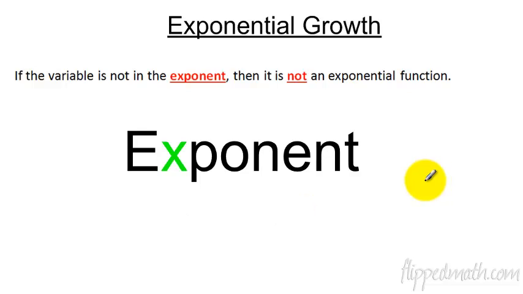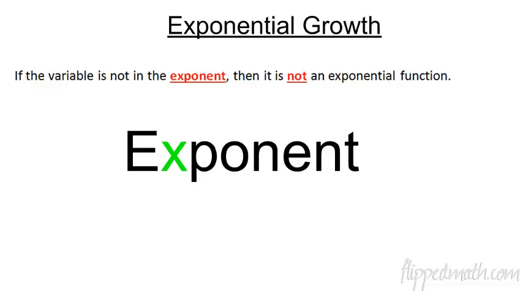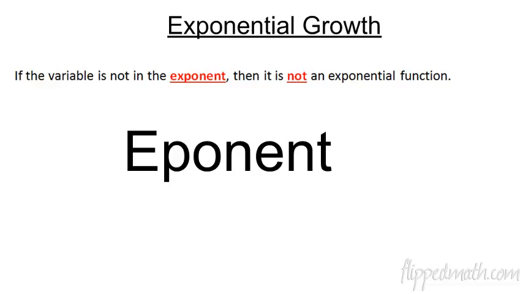Now let me put this another way. Here's how I remember. This is funny. Ready? We have the word exponent, and if you take the x out of the exponent, you get eponent. There's no such thing as an eponential function. It's got to be an exponential function. Get it? Okay? Please don't say that in the future.